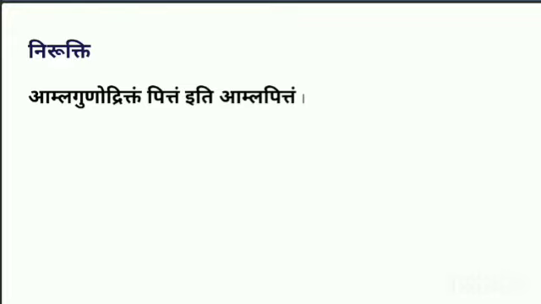Let us have a look at the Nirukti of Amlapitta, that is Amla Gunodriktam Pittam iti Amlapittam. Here the Pitta has many gunas like Amla rasa and also Drava guna, Ushna guna, Tikshna guna and Durgandhata. These all are the qualities of the Pitta. Or in this case, the Amlata of the Pitta is increased. That is called as Amlapitta.